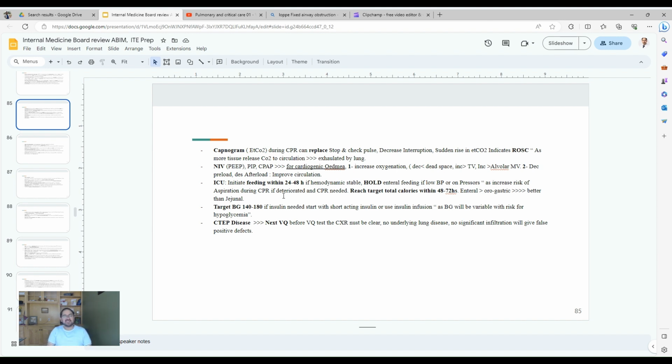Enteral is more preferred, of course, than parenteral, and gastric or oral more than jejunal. Target blood sugar of 140 to 180 is enough in the ICU, and if you need to use insulin, use short acting, as their blood sugar will be fluctuating in the ICU. It will be variable.